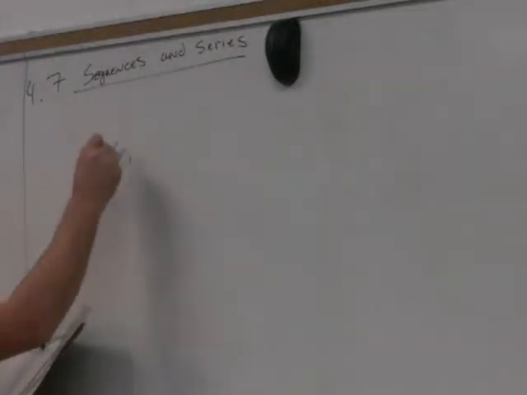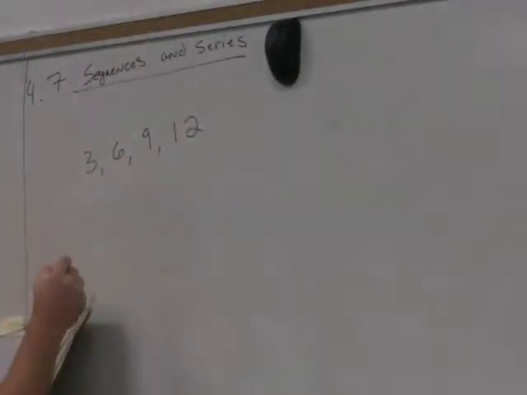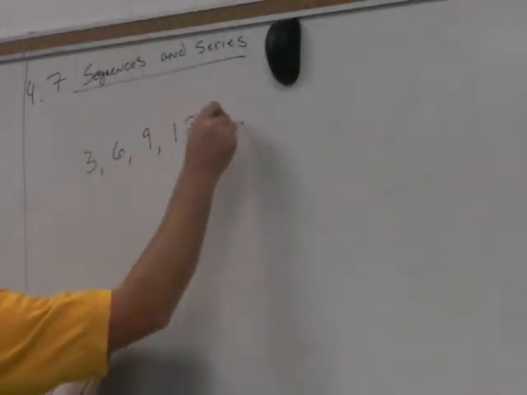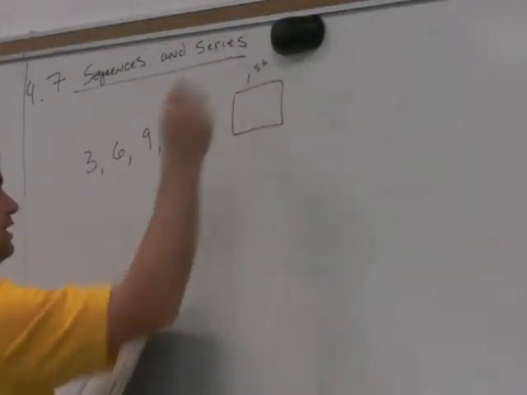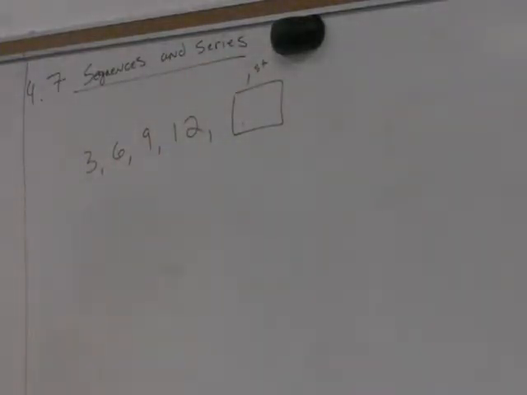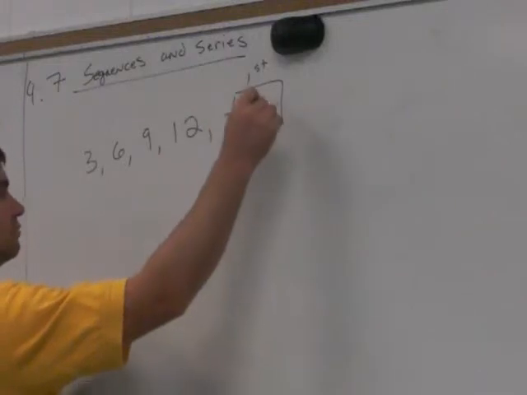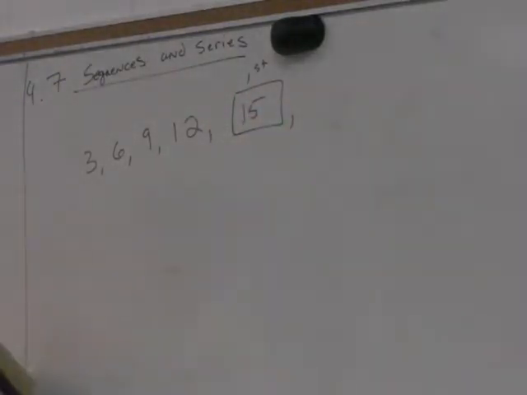3, 6, 9, and 12, dot dot dot. All right. The first thing that I want you to be able to do is tell me the next term. 3, 6, 9, 12, what's the next term? 15. Could you tell me the next term? Sure, 18, 21, 24, so on and so on. So you can tell me the next term. That's the first thing I want you to be able to do. The second thing I want you to be able to do is tell me the rule.